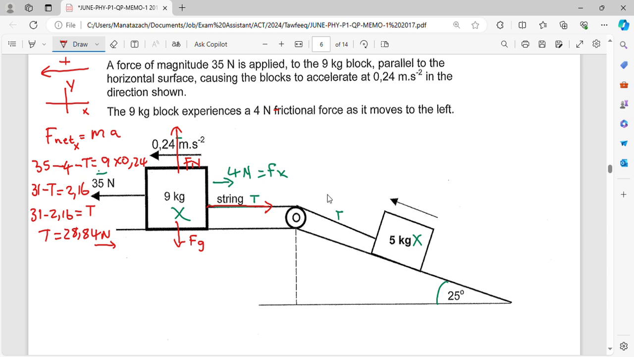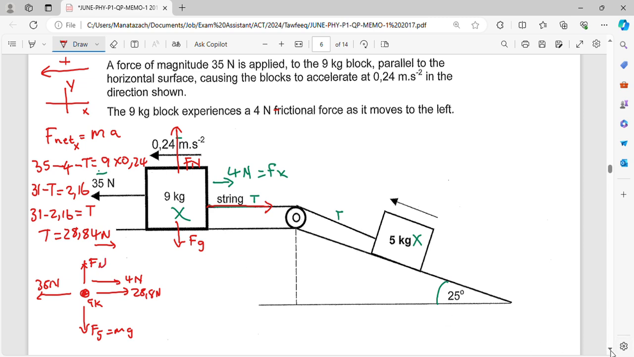If we were to summarize, for the 9 kg block we have T, which is 28.8 Newton, the small friction force of 4 Newton, the applied force of 35 Newton, and then the weight, Fg, which is equal to mass times gravity. Then you've got the normal force. So that's it.